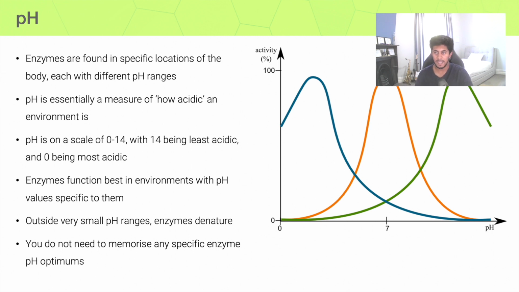And this means that the pH optimum of different enzymes is completely different depending on the enzyme. You don't need to memorize any, but you need to be able to explain why it is that certain enzymes perform better in certain environments.